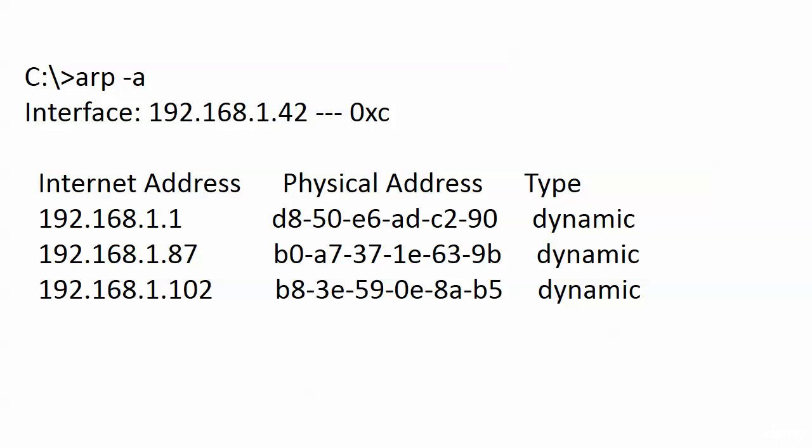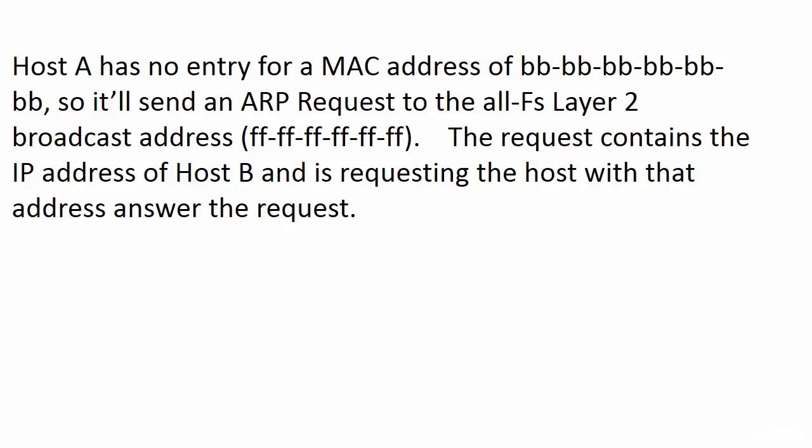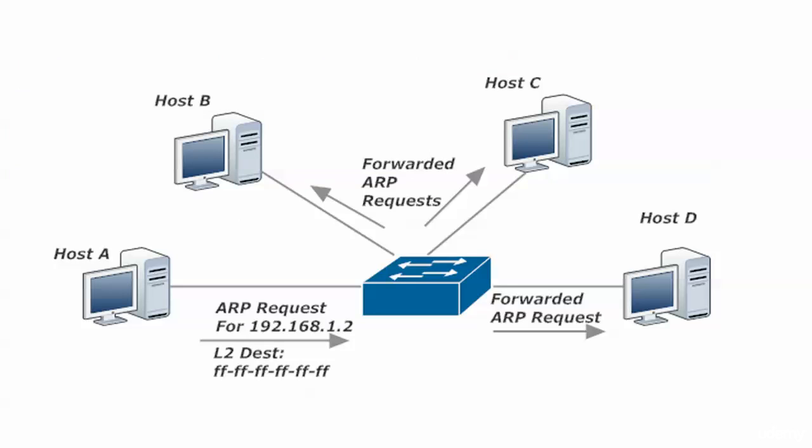So we're sitting there with that, but we look at this and what we don't see is an entry for a MAC address of all B's, which we're assuming host B has. So host A will send an ARP request to the all F's layer 2 broadcast address. And when I say all F's, by golly, I mean all F's, 12 of them. And remember, this is a layer 2 broadcast. And that request contains the IP address of host B and is requesting that the host with that address answer the request. And if we have 4 hosts connected to a switch, here's how it's going to go.